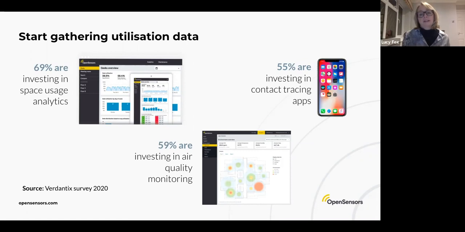55% are investing in contact tracing apps. Now, many countries have been doing the same thing to varying degrees of success. But actually, you can use what you already have in place to help provide that answer as well. If you have booking, and occupancy, so you can understand booking versus occupancy, which has been the key challenge, combining those together can also assist in contact tracing.